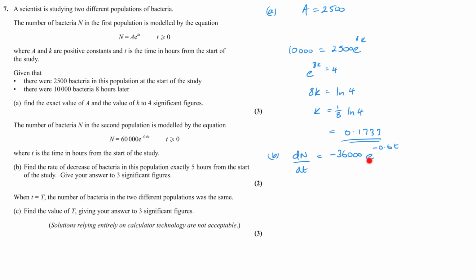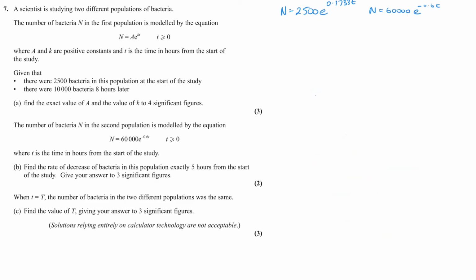Remember, when you're differentiating something in terms of e, it stays the same, and you multiply by the differentiated power. So multiplying the 60,000 by minus 0.6. Now we're going to do this when t is 5. So e to the minus 0.6 times 5, and that gives me minus 1792.334, and it's 3 significant figures, so minus 1790, or a decrease of 1790, however you want to look at it.